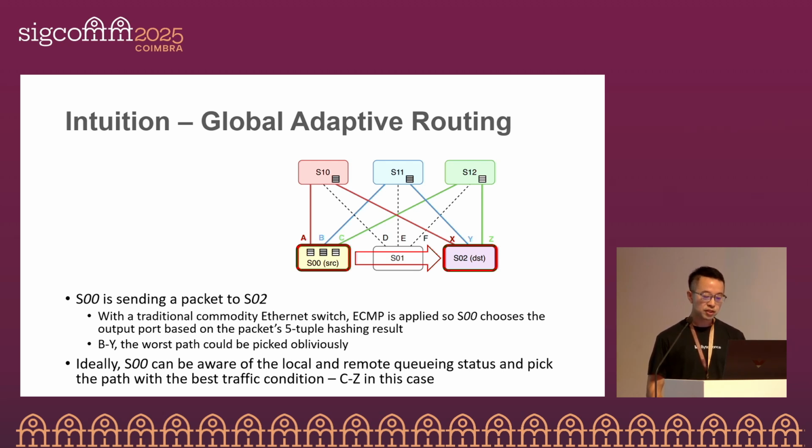The intuition is that S00 should be aware of its local and remote queuing status and pick the path with the best traffic condition for the packet to go. In this case, the path CZ has the most empty queues, so it should be picked by S00 to send the packet.